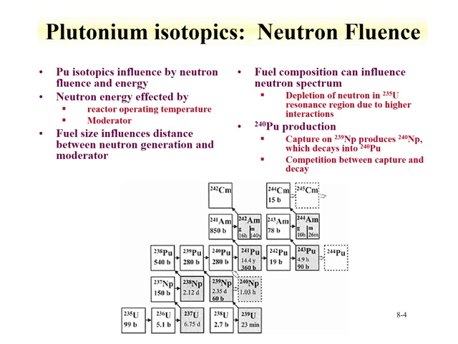The fuel size also influences the distance between the neutron generation and the moderator. It can impart signatures into the plutonium isotopics. The fuel itself can influence the neutron spectrum. For instance, fuel that's high in uranium-235 will have a depletion of neutrons in the resonance region, since those neutron energies will be captured by the uranium-235 either for fission or for capture, depending upon what reaction.